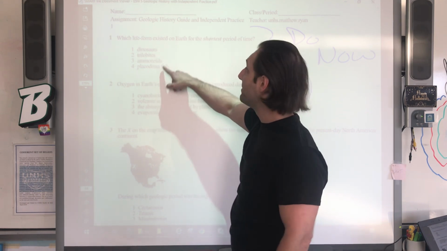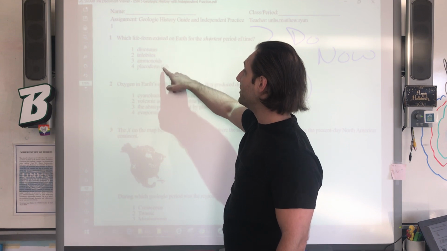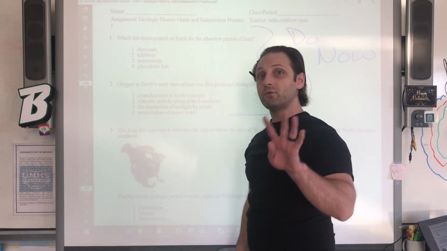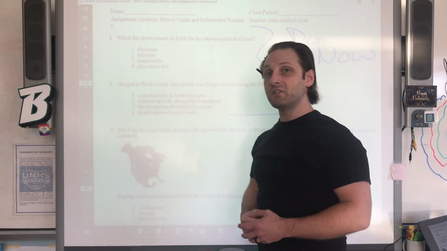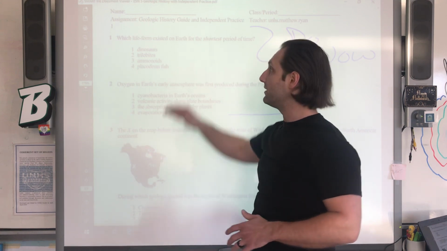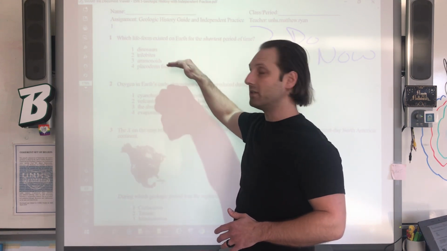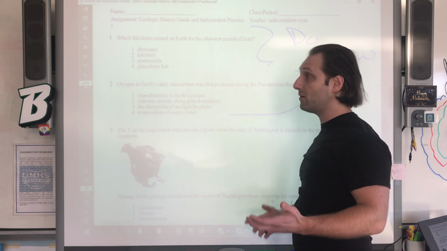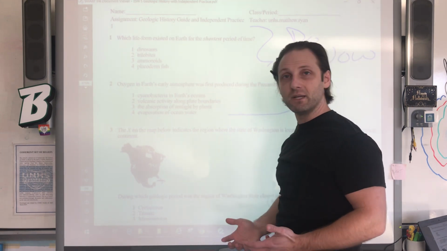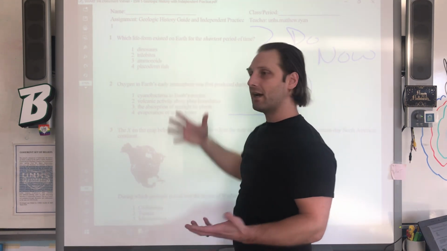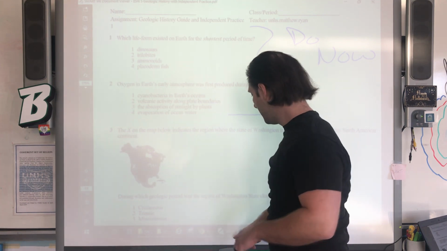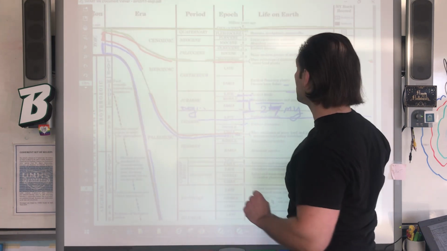I have some possible solutions: dinosaurs, trilobites, ammonoids, placoderm fish. Those 4 are stated in a non-specific way, so it's just the basic animal for each of these. So what I'd like you to do is think, okay, what place on the reference tables will I find all of these packaged nicely together? There are 2 places you could start to investigate.